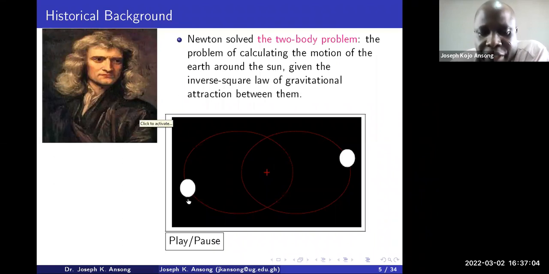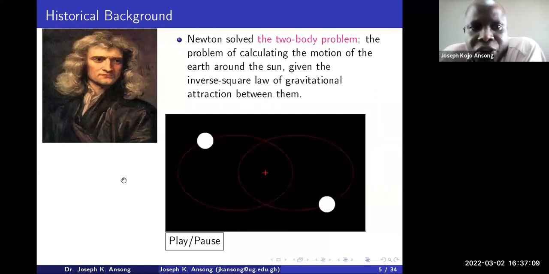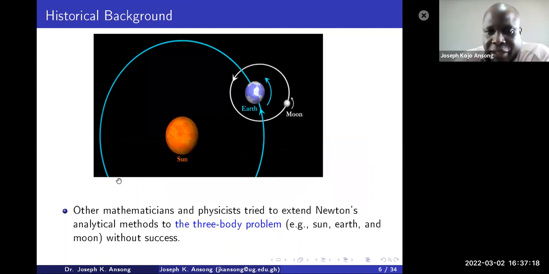He actually solved what is called the two-body problem, looking at how you solve the problem of planets moving in their orbits around each other. You take two planets, and he did that using the inverse square law of gravitational attraction, right? So that was the work of Newton. After that, mathematicians and physicists tried to extend the ideas of Newton to look at a three-body problem. In this case, you can think of, let's say, the sun, the earth, and the moon, revolving around each other. How do you solve that problem? For many years, that was a big challenge. It couldn't be solved for many years.